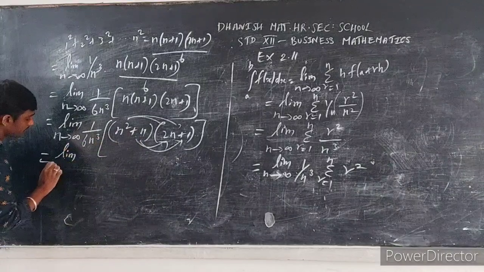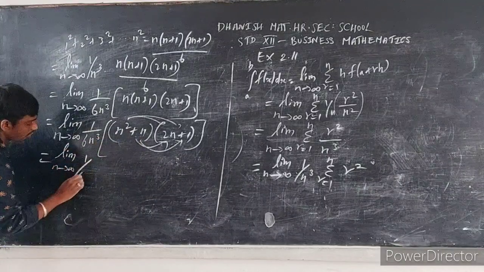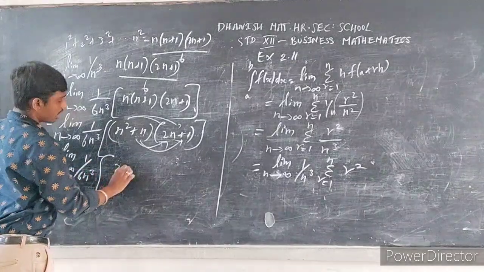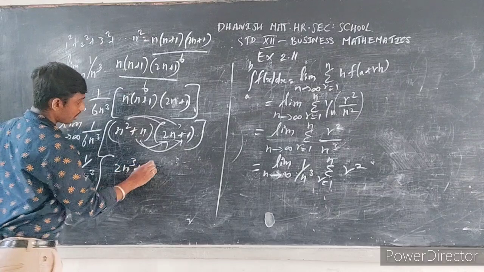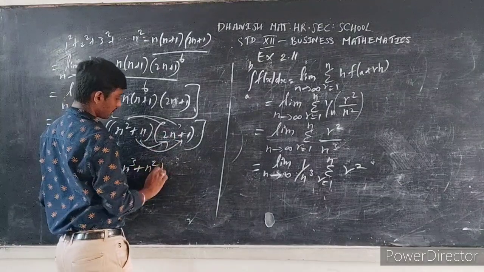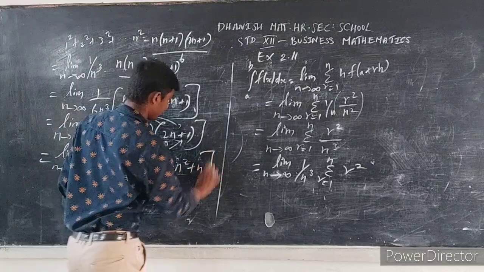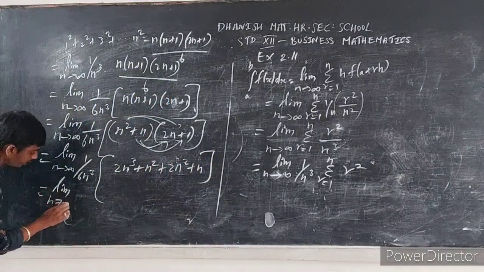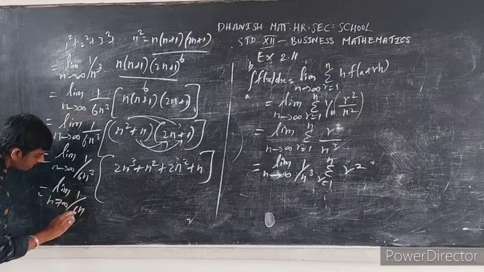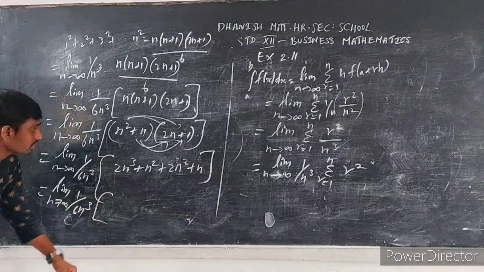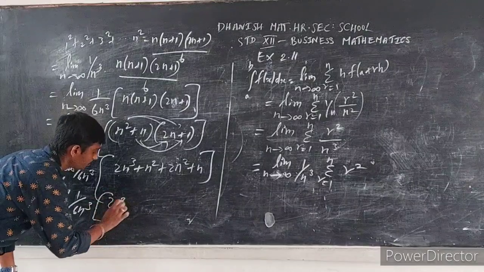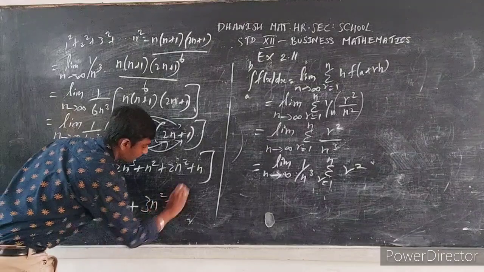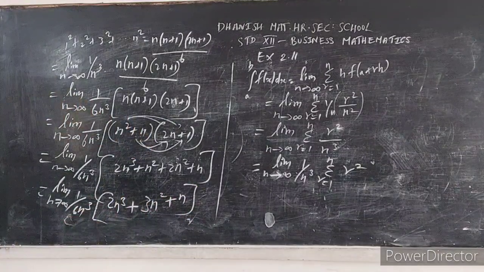Let's write here: limit n tends to infinity 1 by 6n cube. So now I am going to multiply this one out together. n square will give 2n cube plus n square. Here we are going to get 2n square plus n. So here limit n tends to infinity 1 by 6n cube, 2n cube plus n square plus 2n square plus n, which is 3n square plus n.